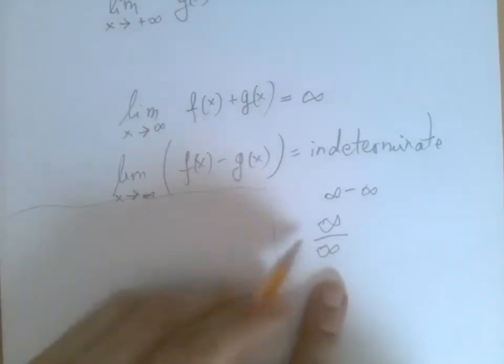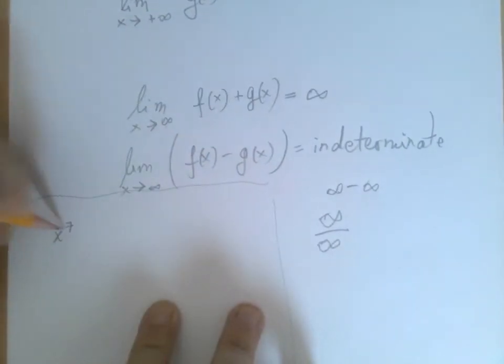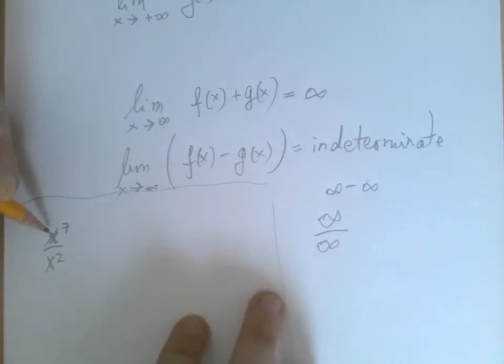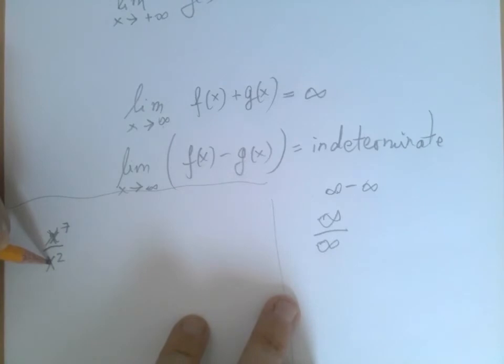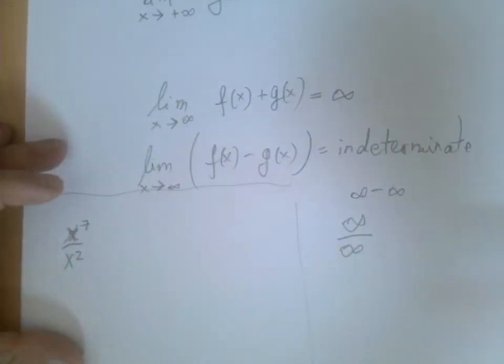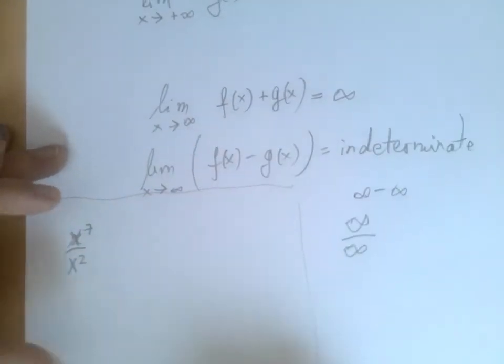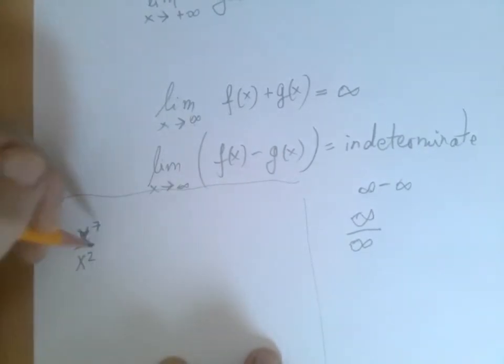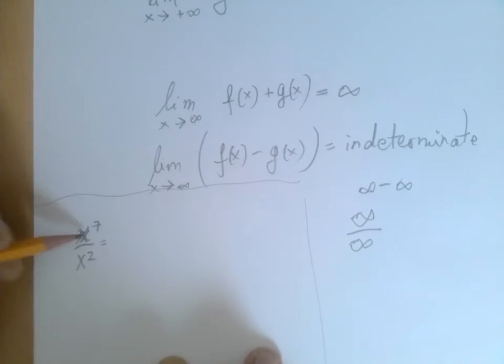Let me show you three examples. We can take x to the 7th divided by x squared. The top is going to infinity, the bottom is going to infinity. Let's agree that we are talking about at the right edge. So as x approaches infinity, both of these approach infinity. But we know what it's doing at infinity because we can simplify it.